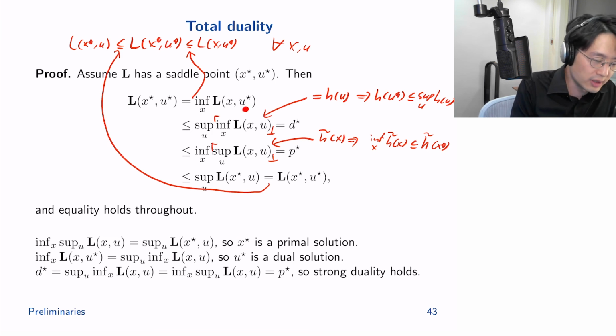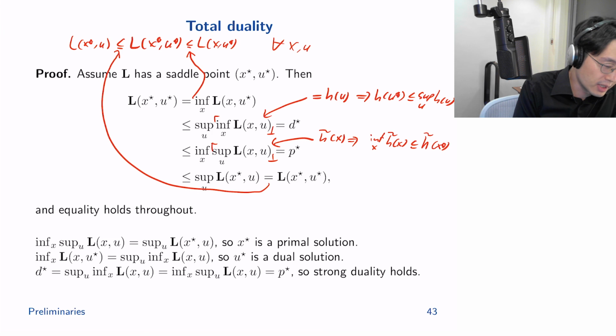So here we had u star plugged in to inf x, so that's equal to sup inf of L. So this thing corresponds to this. The supremum over u of inf over x, that's the dual maximization problem. And then plugging in u star, if that achieves the same optimal value, then that means u star is a dual solution. So x star is a primal solution and u star is a dual solution. So that means a primal solution exists and a dual solution also exists.